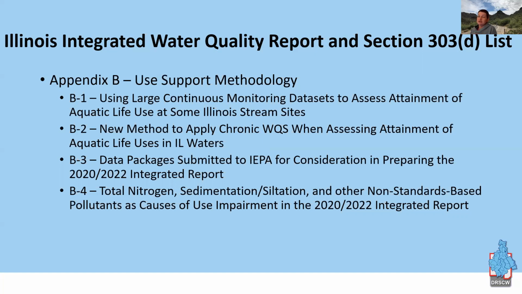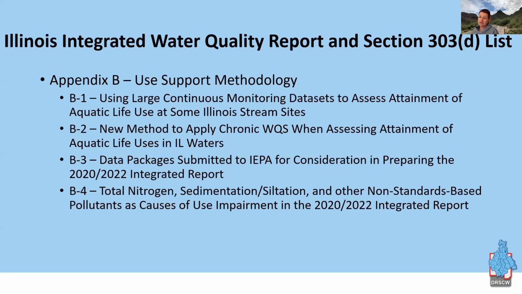And so there's a lot of details in here. I won't get into the nitty gritty because we don't have the time today. But one of the changes that has been made with the use support methodology is explained in Appendix B4. And that's looking at total nitrogen, sedimentation, siltation, and other non-standard based pollutants. So in the past, for some of these non-standard based pollutants, which would be things like the nutrients, phosphorus, where there is not an adopted numerical water quality standard, they used some type of threshold assessment. So with total nitrogen, it was 7.8 milligrams per liter.